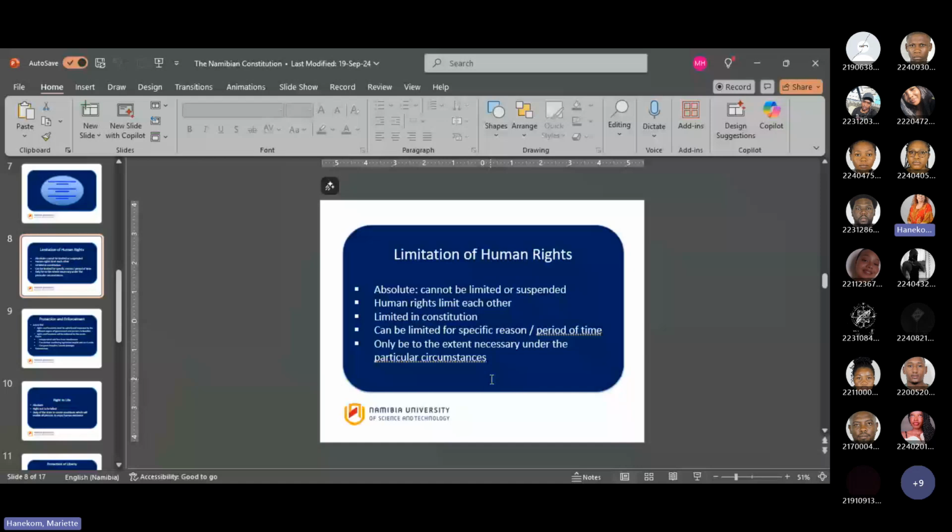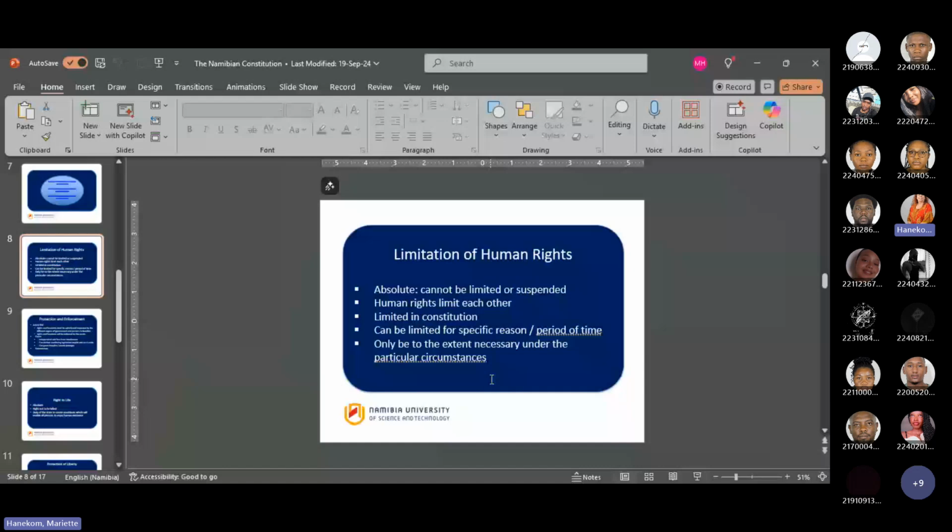Like, for example, the example that I've just used, where my right to free speech is limited by Matengo's right to dignity, his right to a good name. The Constitution itself limits certain human rights, where it's expressly stated that there might be instances where there can be a deviation from these human rights.